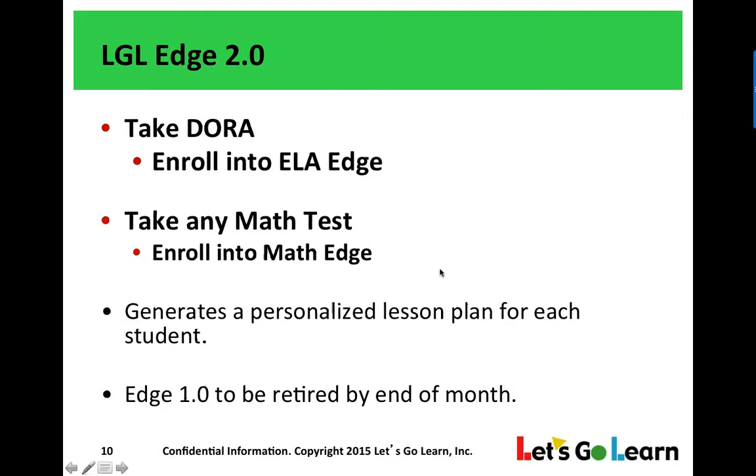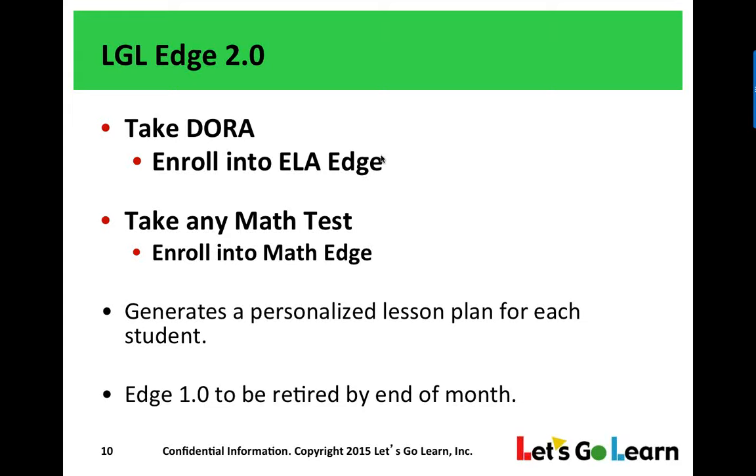Okay. So Edge 2.0. Edge 2.0 is a brand new product. We upgraded it from the older one. You take DORA, the reading assessment, and it places students into an ELA Edge course, and each student gets 60 lessons that are customized to them. So even if you have a 10th grader, if they need sight words or they need short vowel or long vowel, then they would get assigned those lessons. If the 10th grader doesn't need any decoding work, but they just need comprehension strategies work and vocabulary, then their course would just have those lessons. So it's very, very efficient.